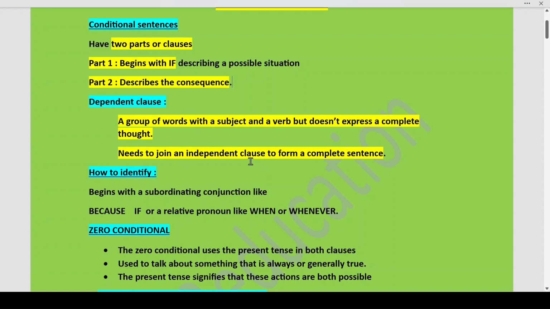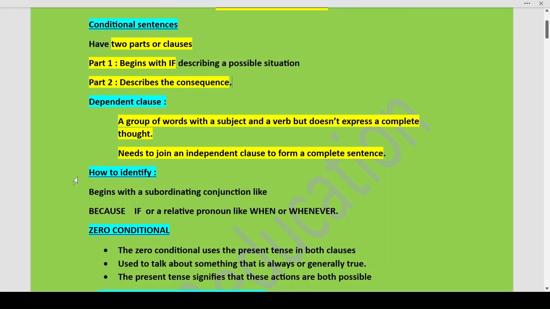Now, what is an independent clause? An independent clause is a clause which can make sense on its own. It can express a complete thought. Now, when we join a dependent clause with an independent clause, then we will find a meaningful sentence. Now, how do we identify these kinds of sentences? They will begin with a subordinating conjunction like because, if, or a relative pronoun like when or whenever.